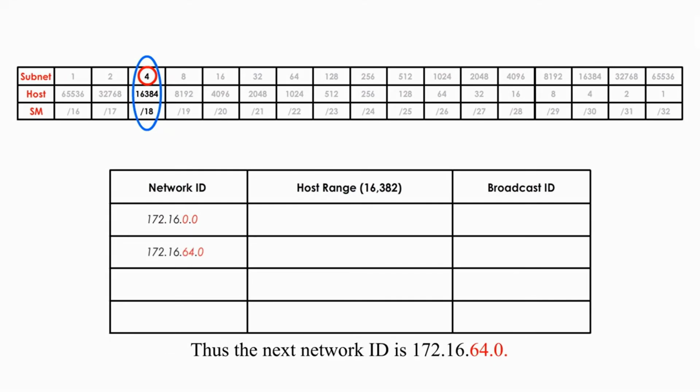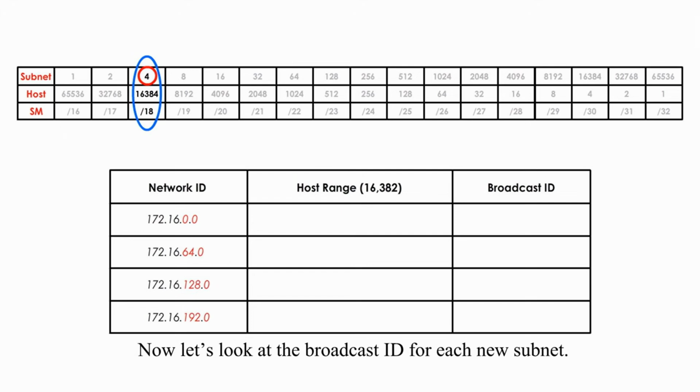Thus, the next new network ID is 172.16.64.0. The third network ID is 172.16.128.0. The last network ID is 172.16.192.0. Now let's look at the broadcast ID for each new subnet.